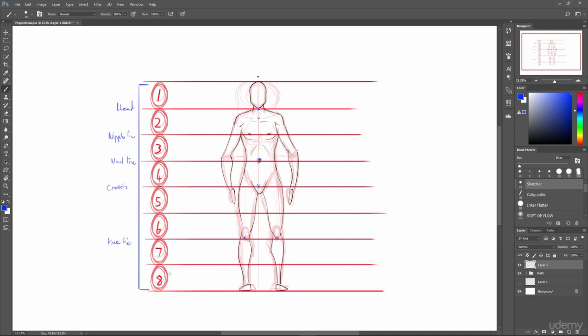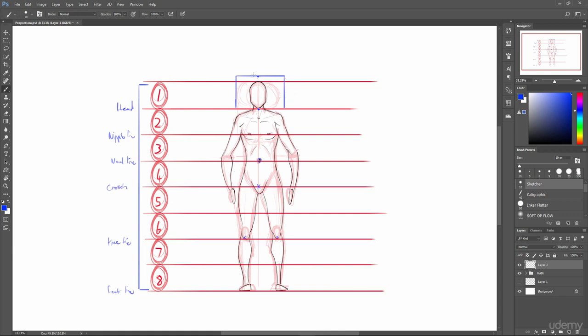And then the bottom of the eighth head is the bottom of the feet, right? So the foot line. So we want to remember these very basic front view measurements primarily first. But then we also have a question of width. How wide do we draw things? How wide do we draw the head and the shoulders?